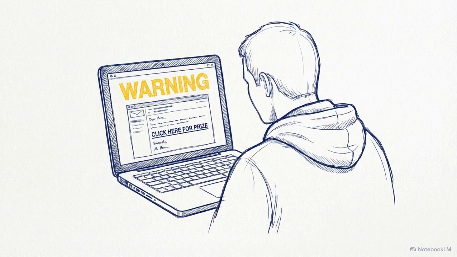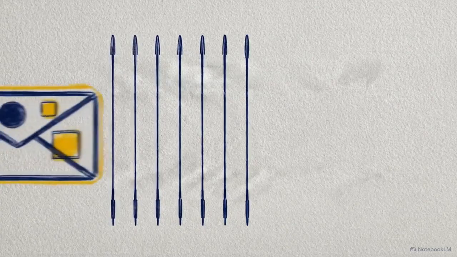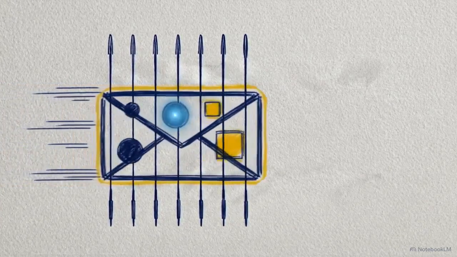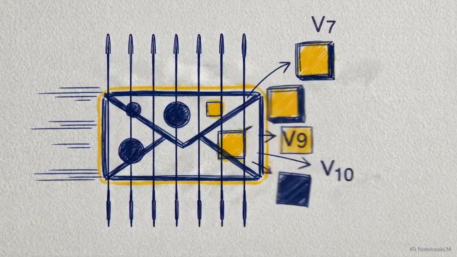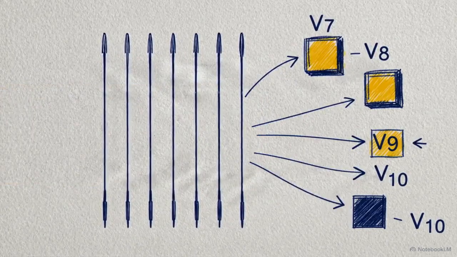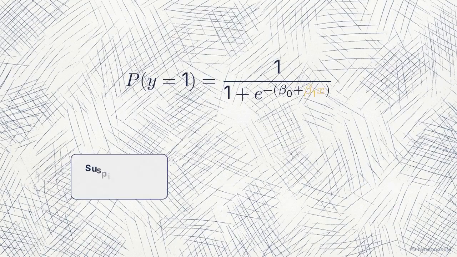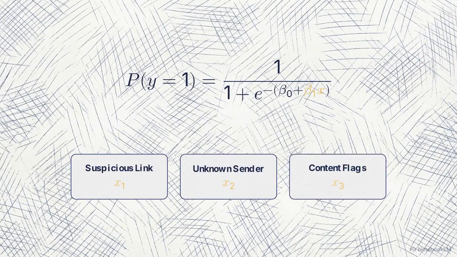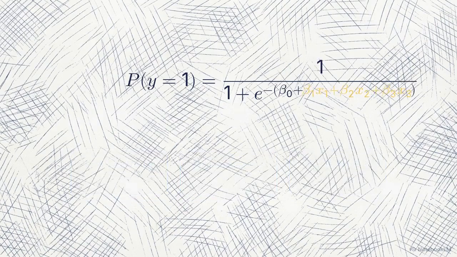Let's apply this applied mathematics to a specific cybersecurity task, automated phishing detection. When an incoming email hits the server, the system scans the content, extracting specific input markers, like a suspicious hyperlink or an unknown sender domain. The algorithm processes these extracted markers as its x variables and runs them through the logistic equation.